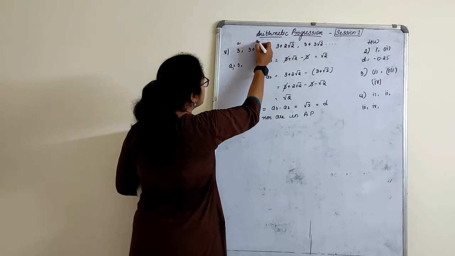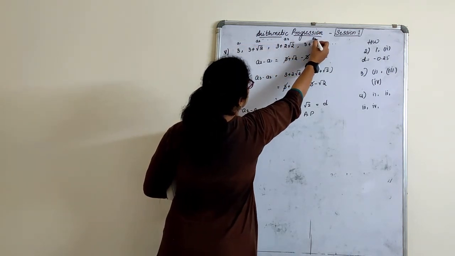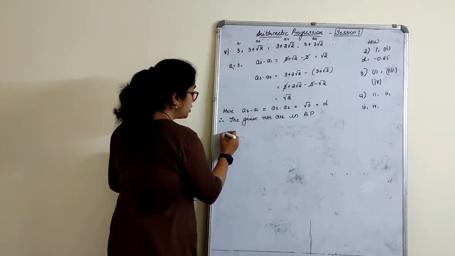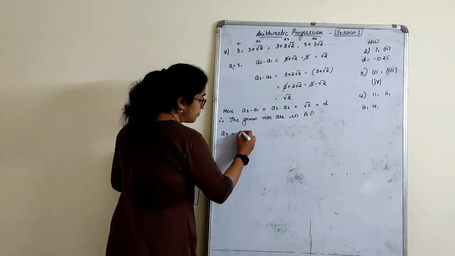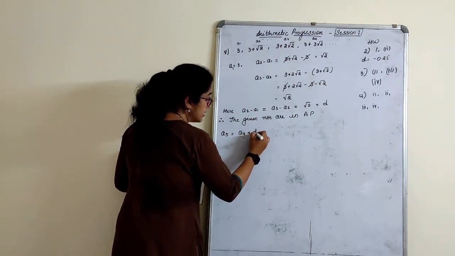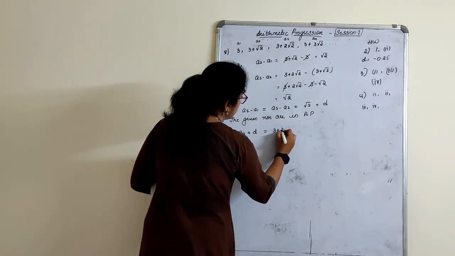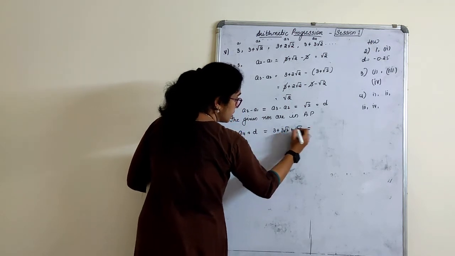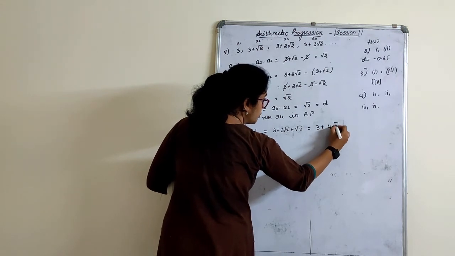A1 is given, A2 is given, A3 is given, A4 is given. Again don't find A1, A2, A3 here. What should be your next term? A5. How do you find A5? A4 plus D. What is the A4 term? 3 plus 3 root 2 plus root 2. 3 plus 1, 4 root 2.